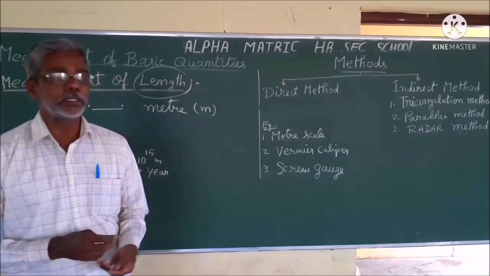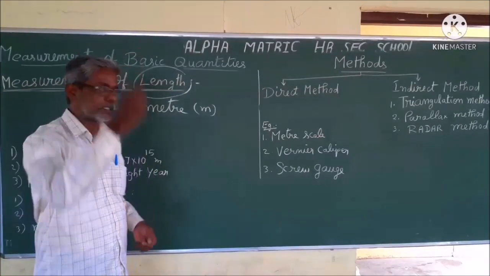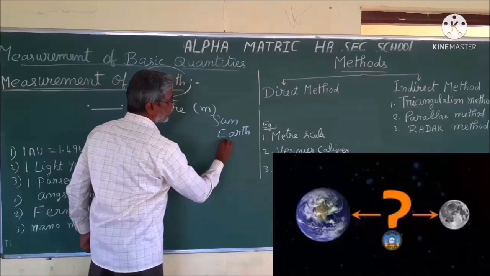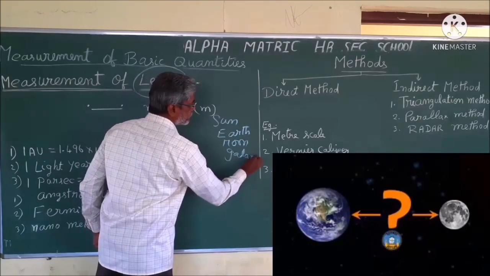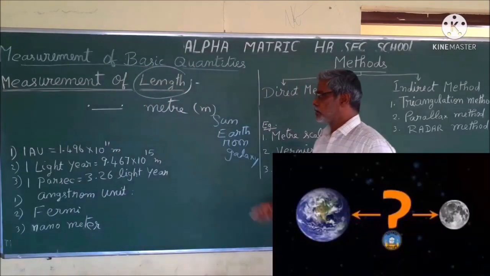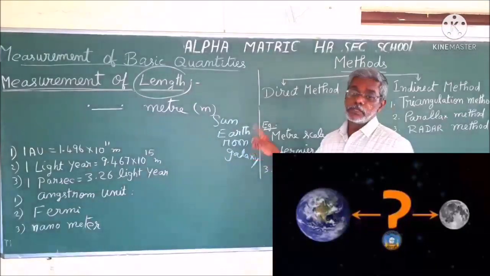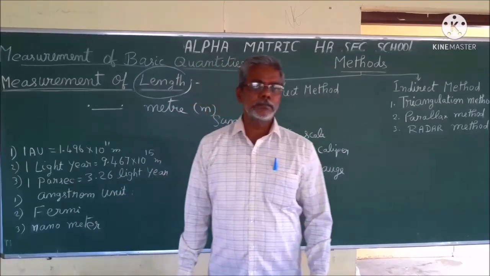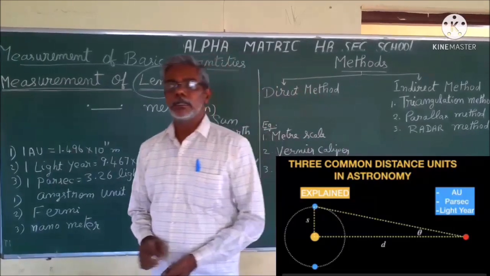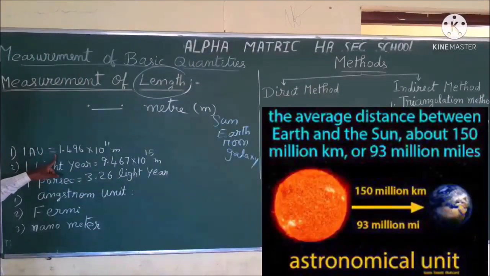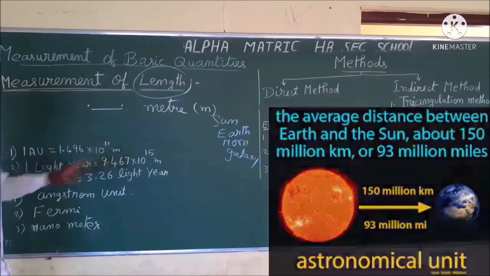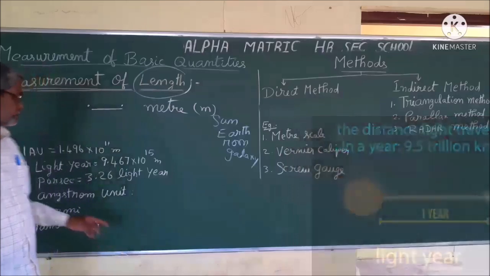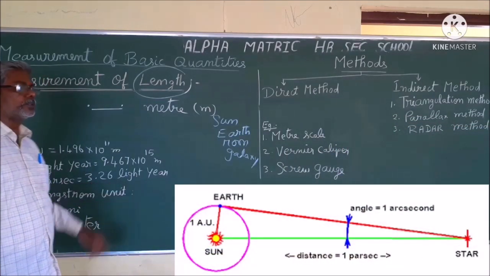Suppose I want to measure a larger object which is at a longer distance, like the sun, earth, moon, galaxy, etc. How can I measure it? There are 3 units. What are they? Astronomical unit, light year and parsec. One astronomical unit is equal to 1.496 into 10 power 11 meter. One light year is equal to 9.467 into 10 power 15 meter. One parsec is equal to 3.26 light year.